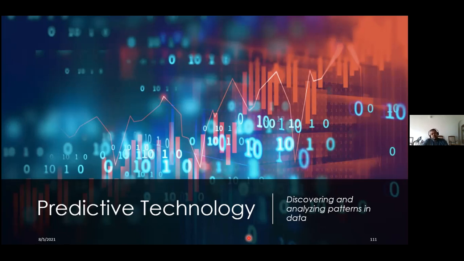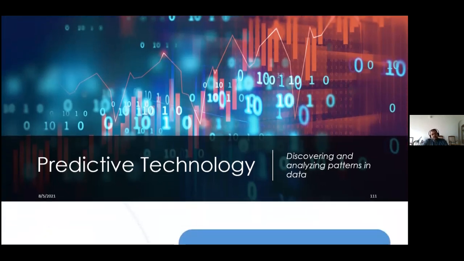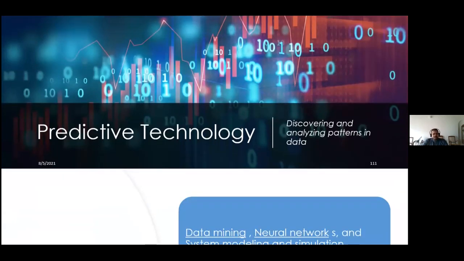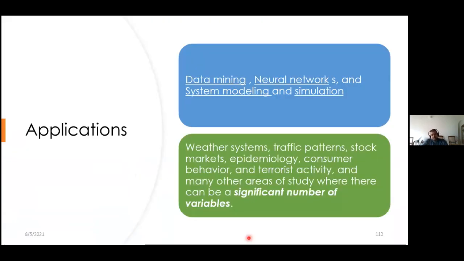right? So predictive technology, if you look at applications, you would have heard this term called data mining. Data mining is all about digging into data on specific areas, right? Then again, we spoke about neural networks, system models, right, where the computer or the system itself will model certain solutions, right? And you can run simulations, right?